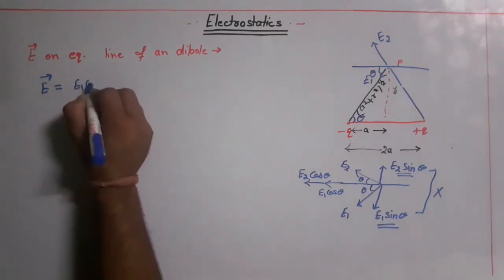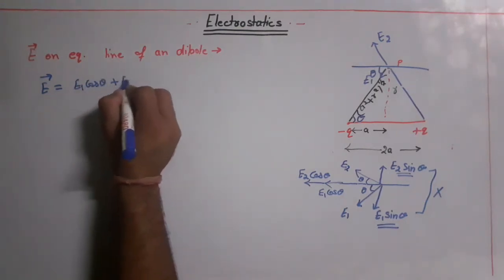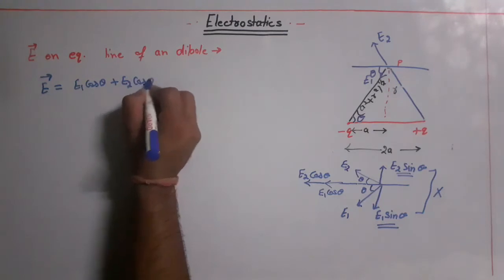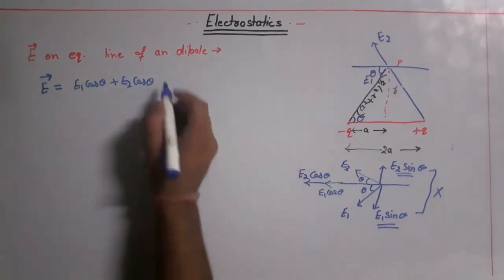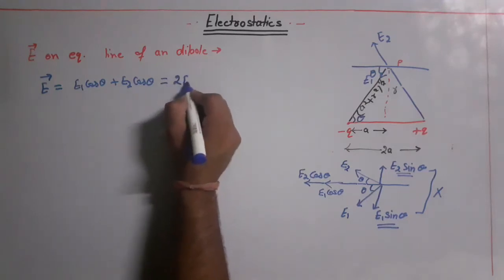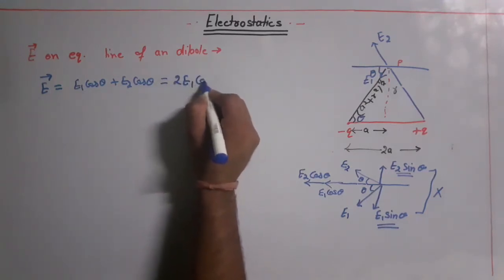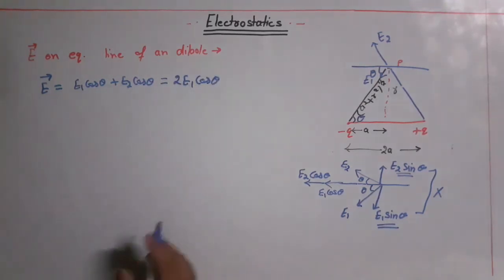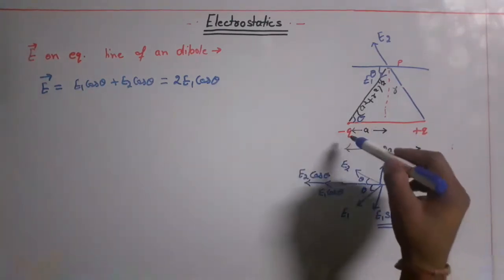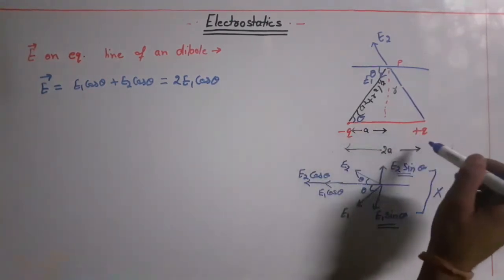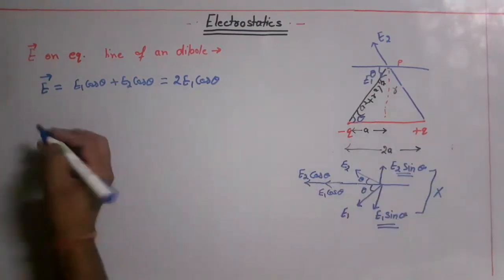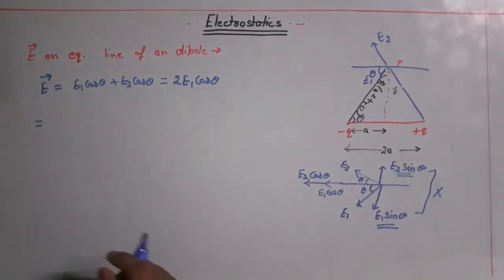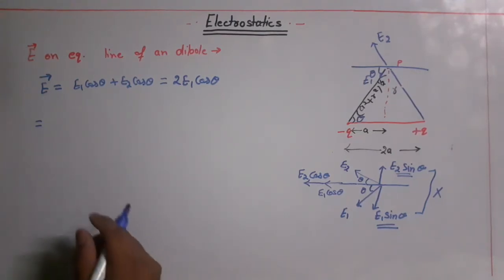E1 cos theta plus E2 cos theta. As we know that E1 and E2 are the same, so it will become 2E1 cos theta. Why are E1 and E2 equal? Because the charges of our dipole are equal in magnitude. So let's put the value of E and cos theta. What are the values of these quantities?